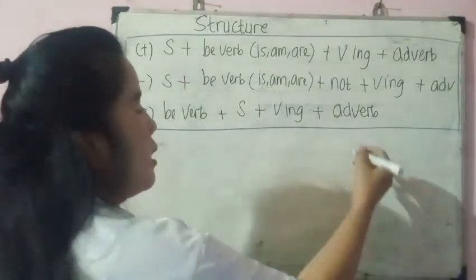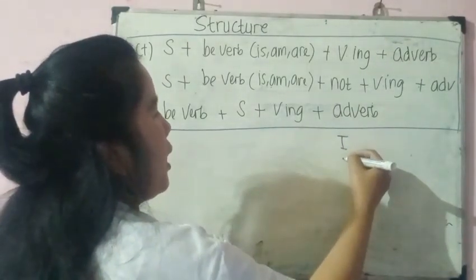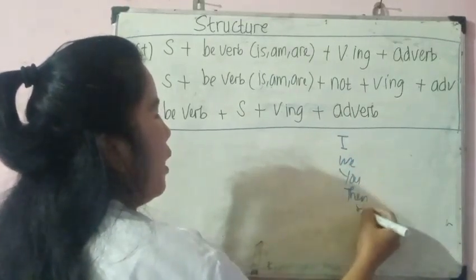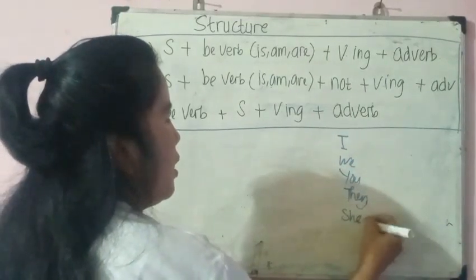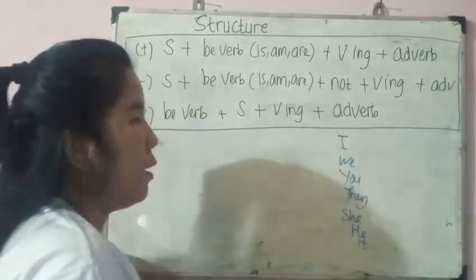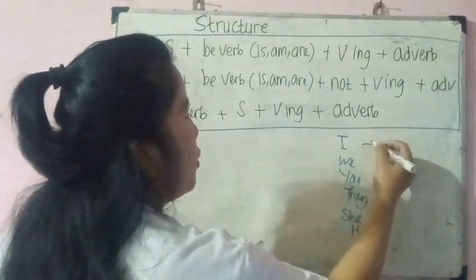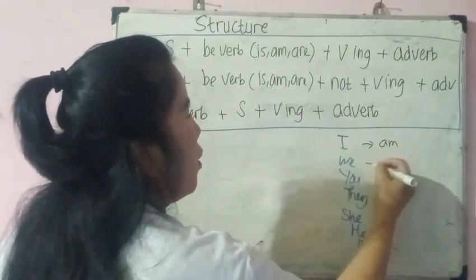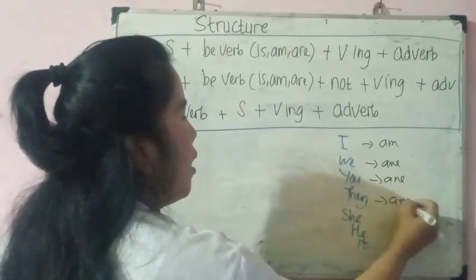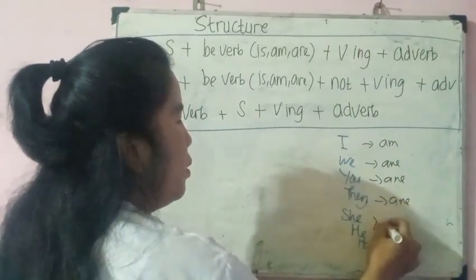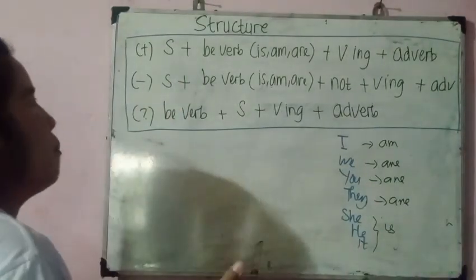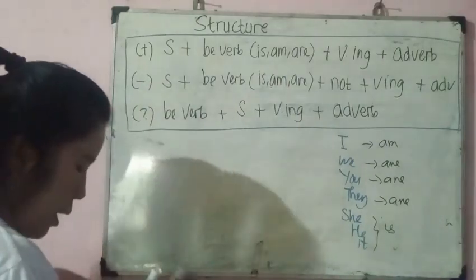Okay. In English, the subjects are I, we, you, they, she, he, it. For the subject I, we use the to be verb am. For we, you, they, we use are. And for she, he, it, we use is. So let's make this structure into a sentence.